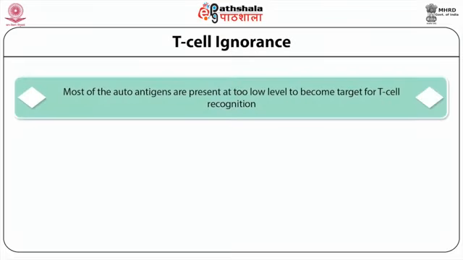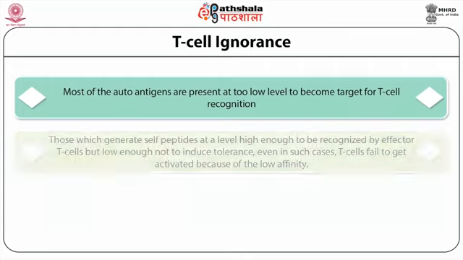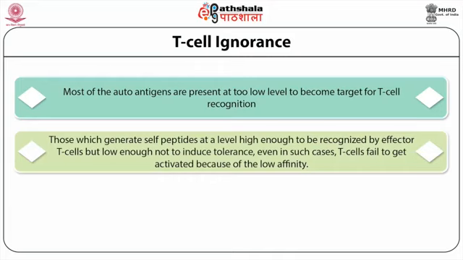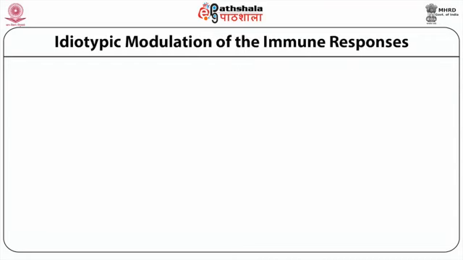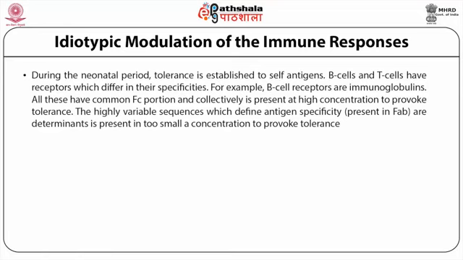Most of the autoantigens are present at too low a level to become a target for T cell recognition. Those which generate peptides at a level high enough to be recognized by effector T cells, but low enough not to induce tolerance, even in such cases, T cells fail to get activated because of the low affinity. This phenomenon is called T cell ignorance. During the neonatal period, tolerance is established to self antigens.